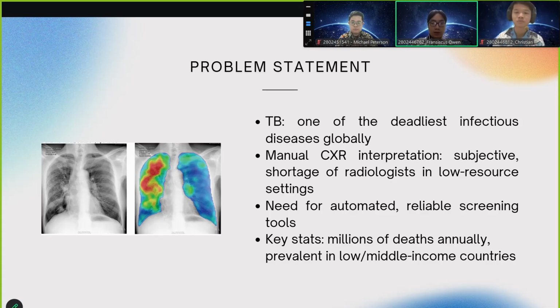Our problem statement: tuberculosis remains one of the deadliest infectious diseases in the world, causing over 1 million deaths every year, overwhelmingly in low and middle income countries. Chest X-ray is the standard low-cost screening tool for tuberculosis, but reading those X-rays is highly subjective, and there is a global shortage of trained radiologists exactly where the disease burden is the highest. That gap is what motivates an automated, reliable screening system.